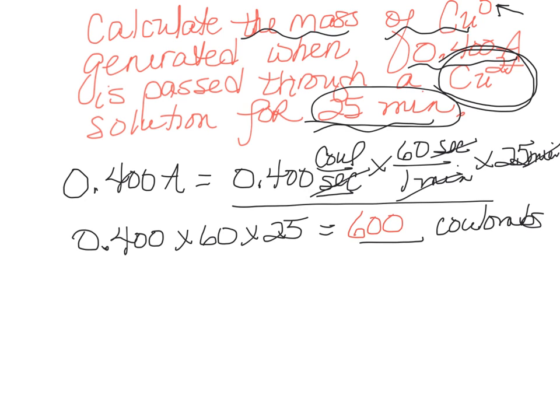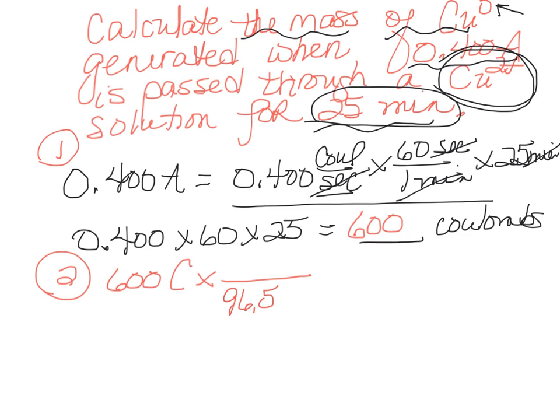Okay, we need to get now from coulombs is the first step, and the second step is to get to grams, from coulombs to grams. So if we have 600 coulombs, now you use Faraday's constant. We haven't really talked about the units for Faraday's constant, but basically what it tells us is that there are 96,500 coulombs of charge in 1 mole of electrons. Okay, so there go our coulombs. Now you're in mole of electrons.